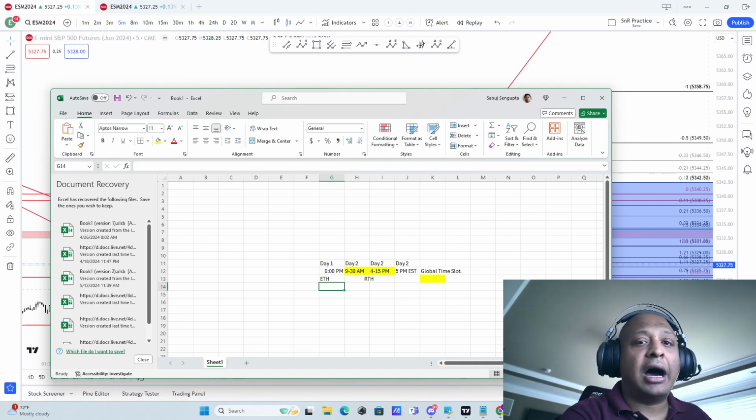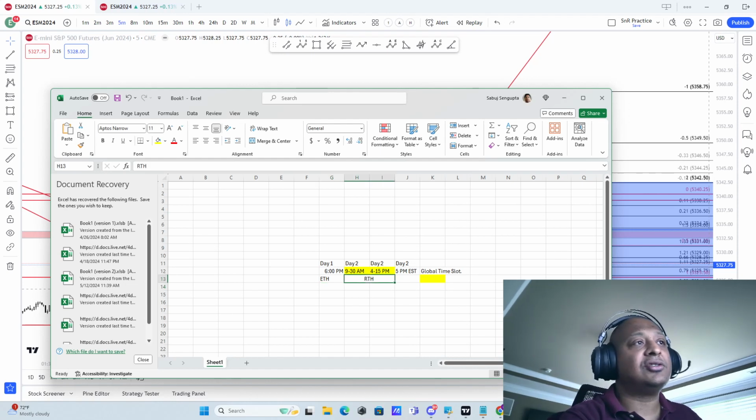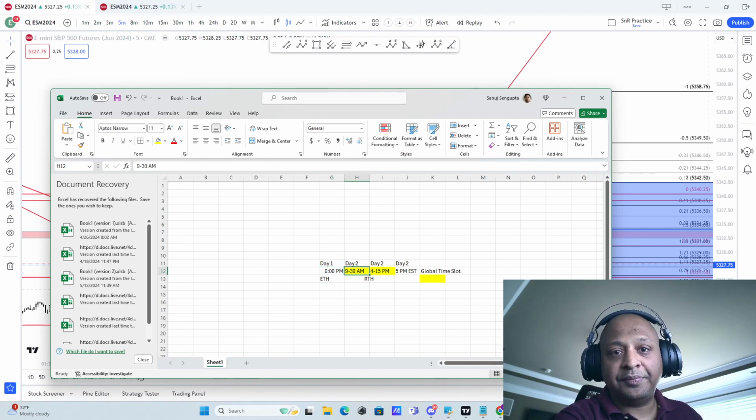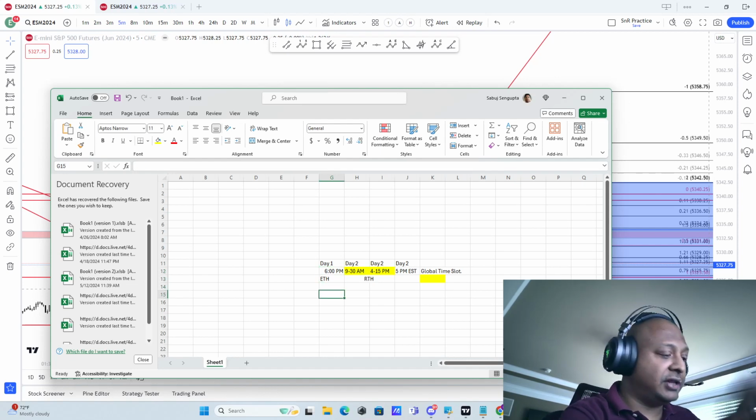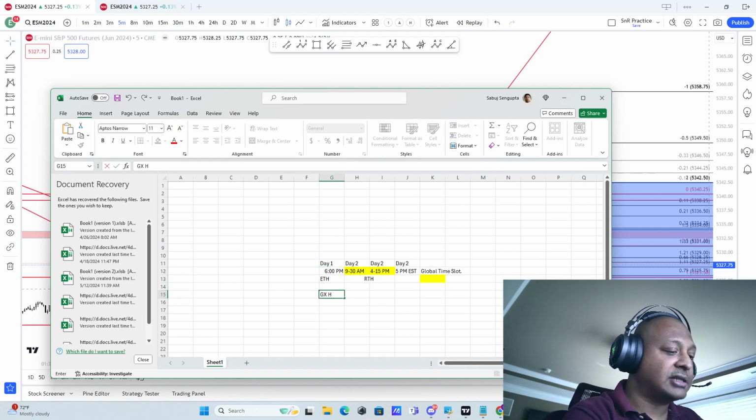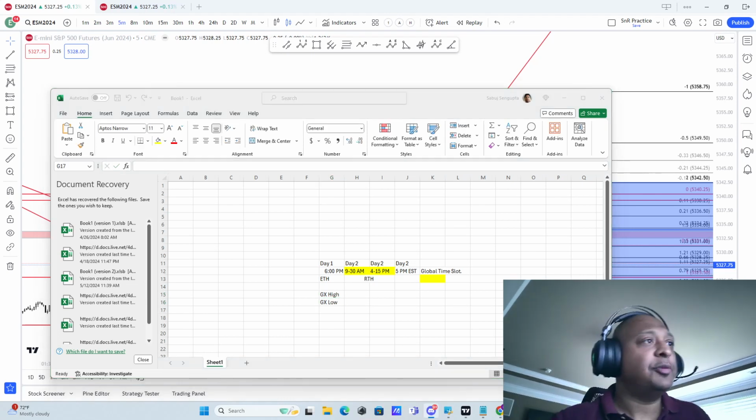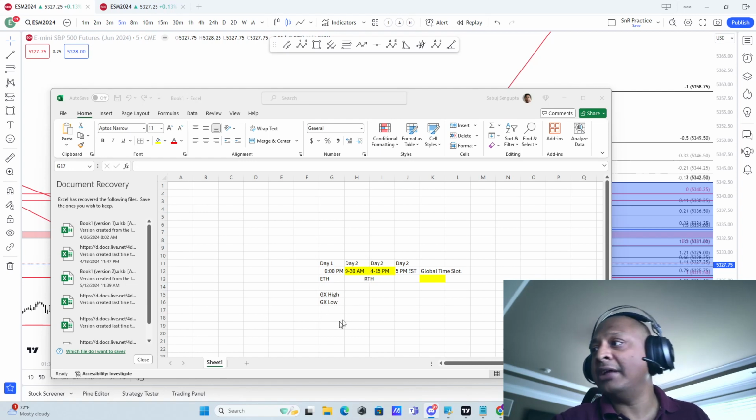So whenever you are starting to trade an instrument in the morning at 9:30, make sure you are aware of the highs and the lows that the instrument made between 6 p.m. and 9:30 a.m. That will give you the Globex high. The high between these two times is called the Globex high, and the low is called the Globex low. Does it make sense? So the high between 6 p.m. and 9:30 a.m. is the Globex high, and the low between 6 p.m. and 9:30 a.m. is the Globex low.